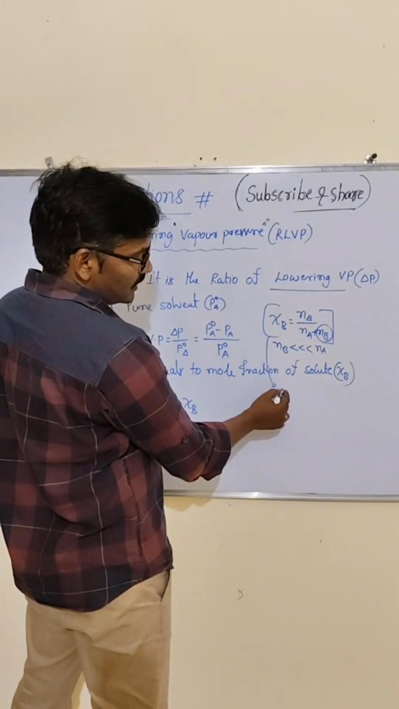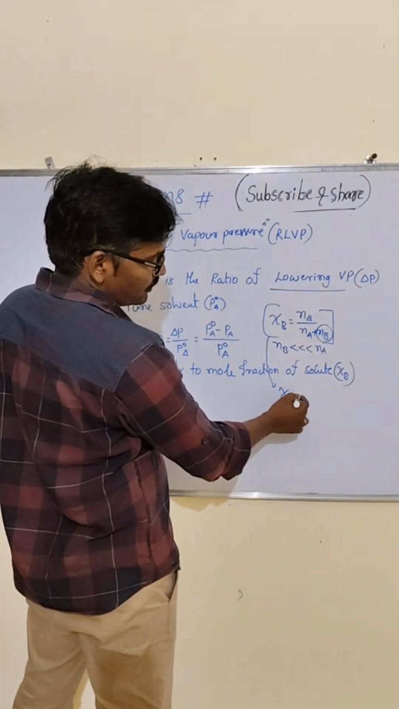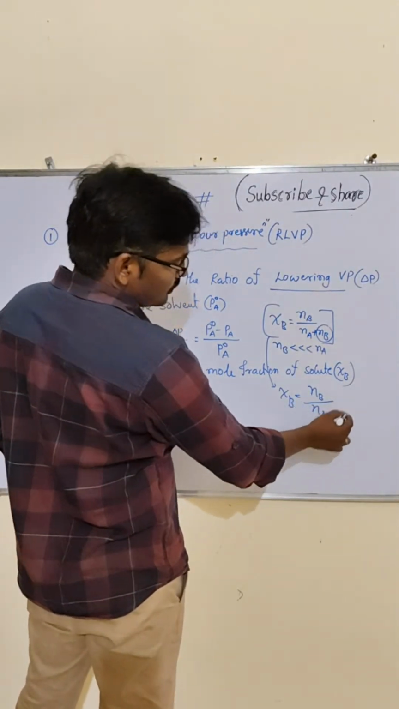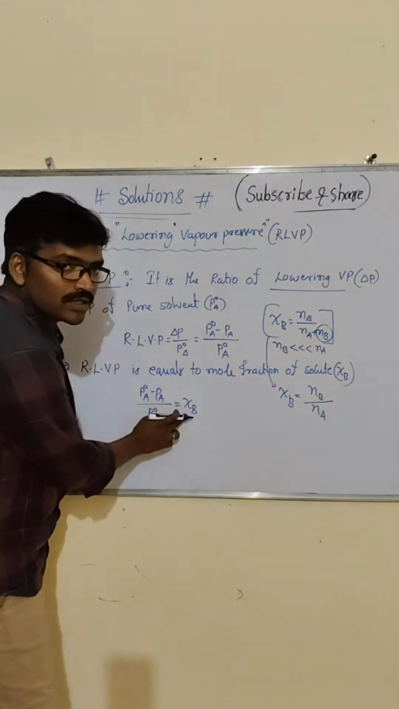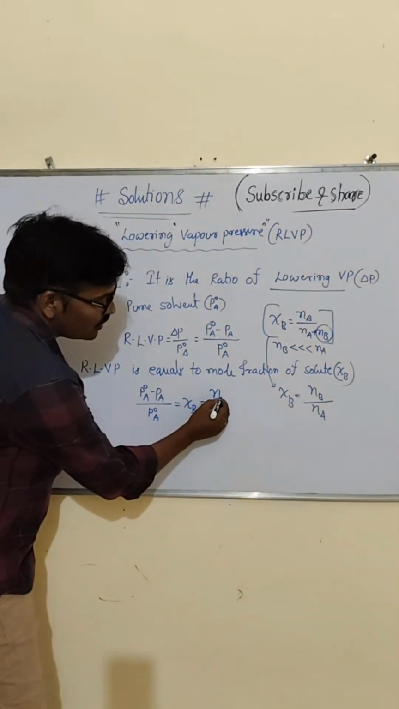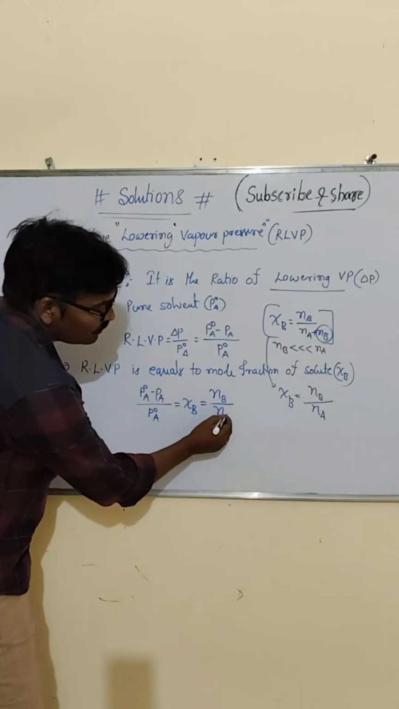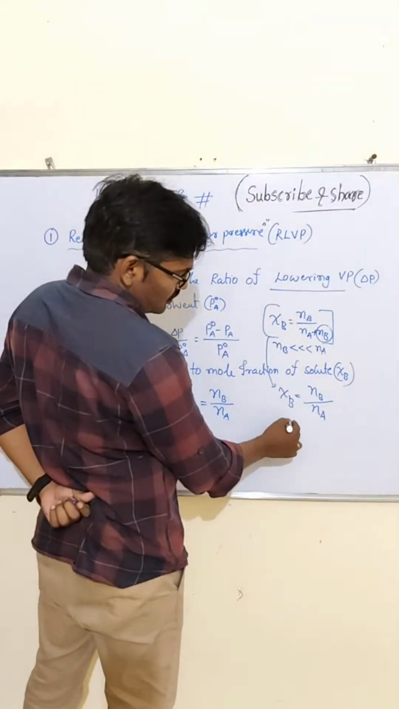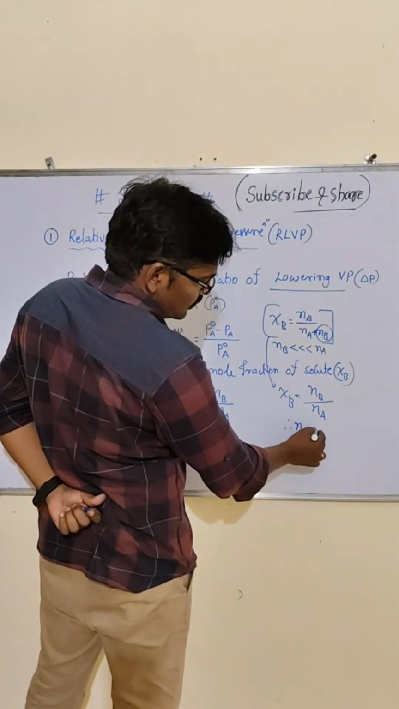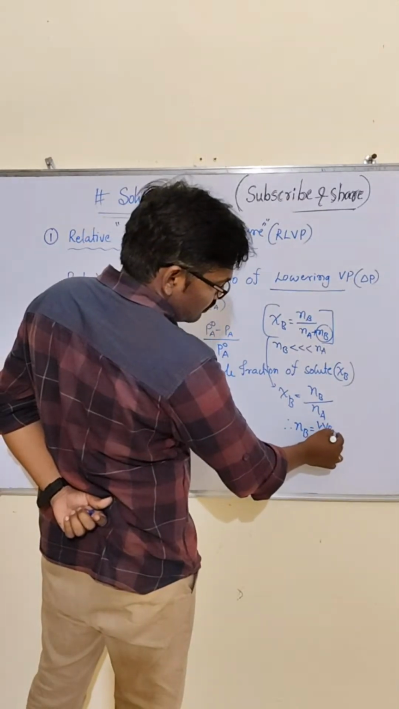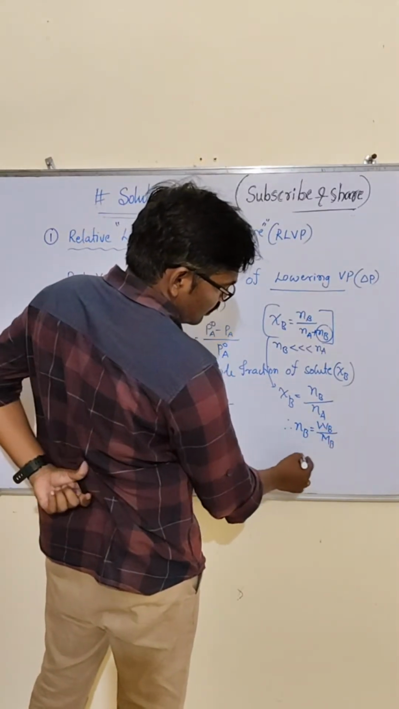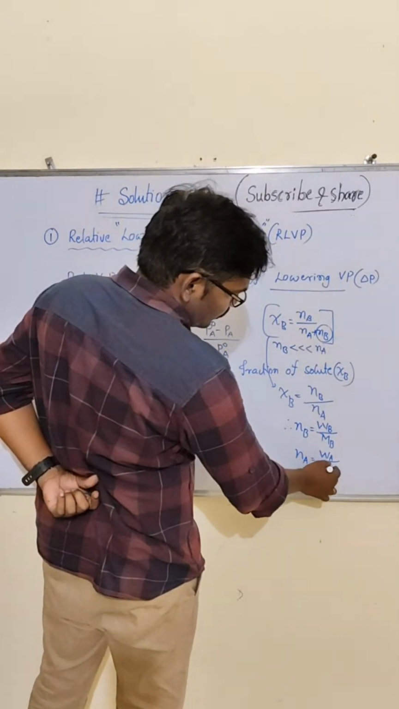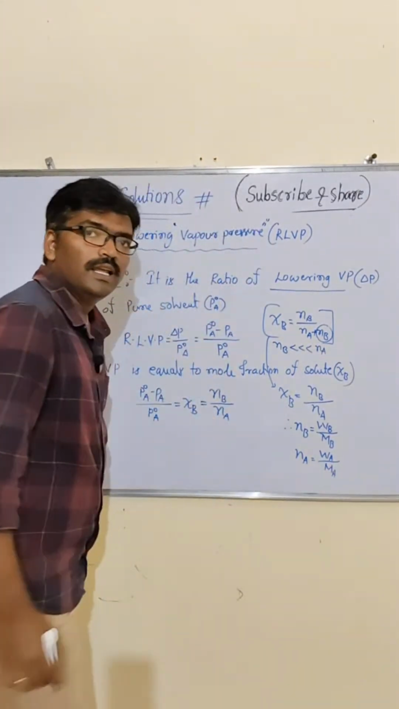Once we neglect it, the mole fraction of B can be written as the number of moles of B divided by the number of moles of A. So in place of mole fraction of B, we can write number of moles of B divided by number of moles of A. Number of moles of B equals WB divided by MB, and number of moles of A equals WA divided by MA. This is the formula. Clear, my dear students?